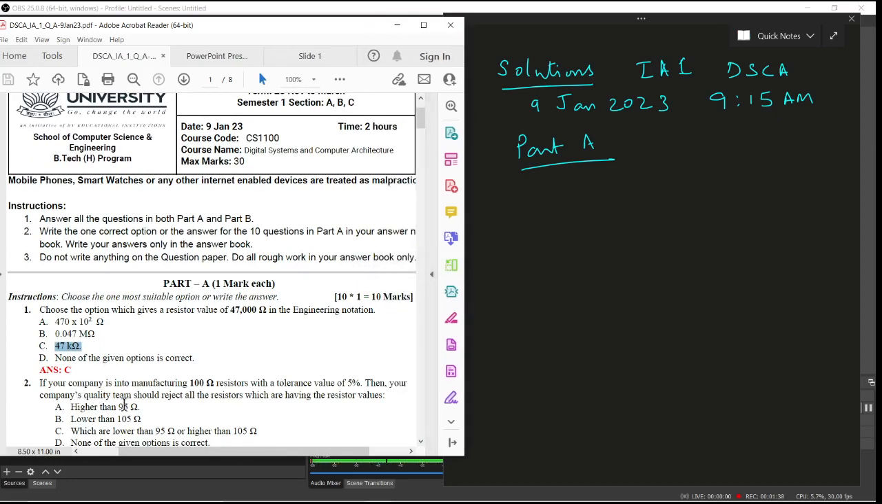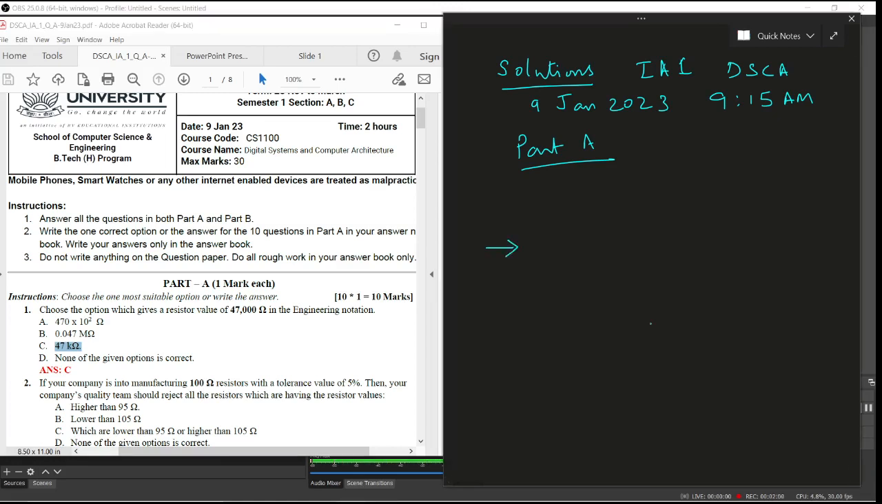Now, if your company is into manufacturing 100 ohm resistors, okay, it's not that your company will manufacture only 100 ohms. Assume that you are manufacturing different resistors and different products, components. But take an example of 100 ohms with a tolerance value of, what is tolerance? First of all, tolerance is you are trying to manufacture some resistance. In our example, it is 100 ohms. But actually, after manufacturing, you will not get the exact 100 ohms, maybe something different. Now, what is that difference will be?